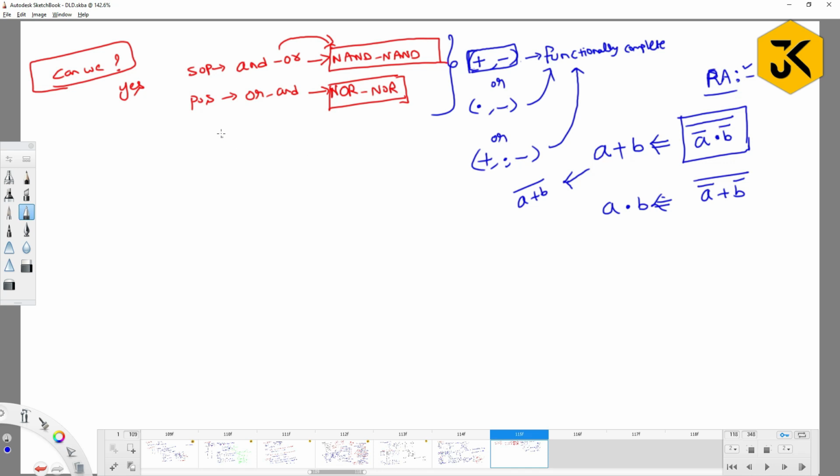If I am able to say yes, I need to prove that I can get all kinds of gates: NOT gate, AND gate, OR gate, NAND gate, NOR gate, XOR gate, and XNOR gate. If I am able to get all these from one kind of multiplexer, can I say that it is functionally complete? Yes.